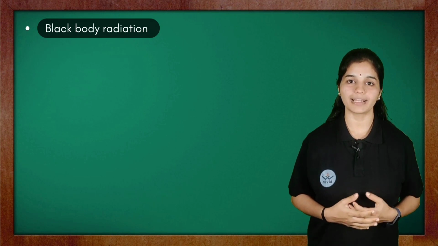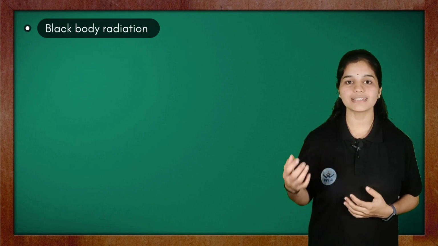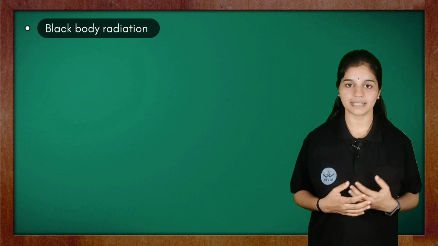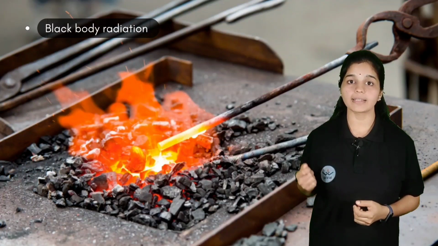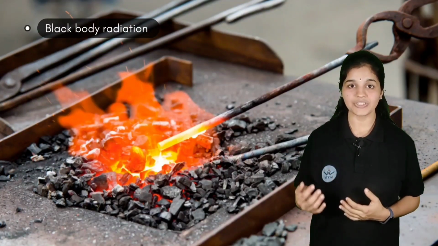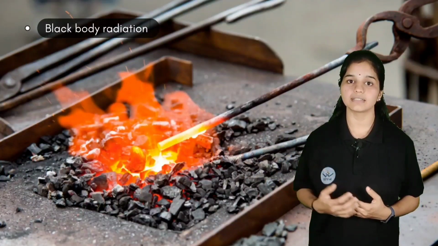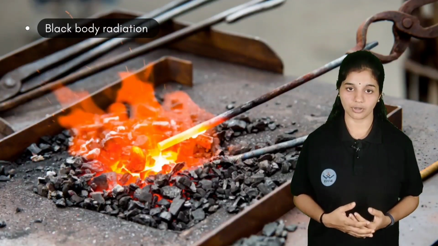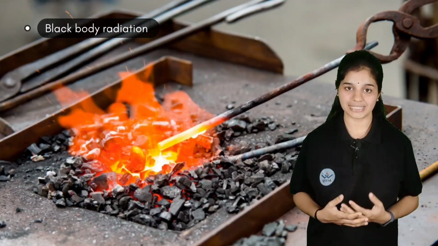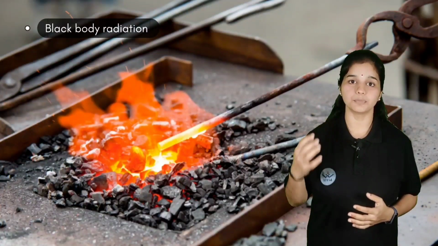The phenomenon of black body radiation was explained by Max Planck in the year 1900. When solids are heated, they emit radiation of a wide range of wavelengths. For example, an iron rod which is heated, initially exhibits a dull red color, then it shows a bright red color, then it becomes orange, and as the temperature increases it becomes white. Further, if we increase the temperature, it becomes blue.